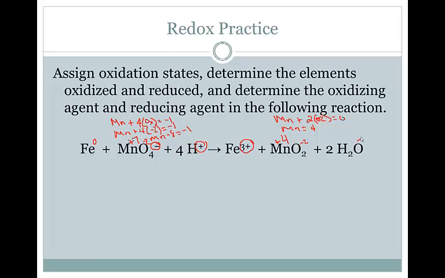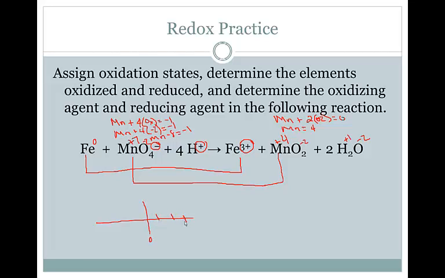Alright, so let's match up the things that changed. Iron changed, and manganese changed. So iron started at zero and went to a positive three. Became more positive, which means it lost electrons. Lose electrons, oxidize. So that means this is oxidized. If it was oxidized, that means this is the reducing agent. Well, if that's oxidized, that means manganese must be reduced.